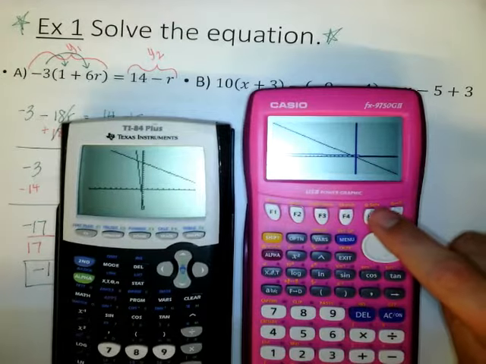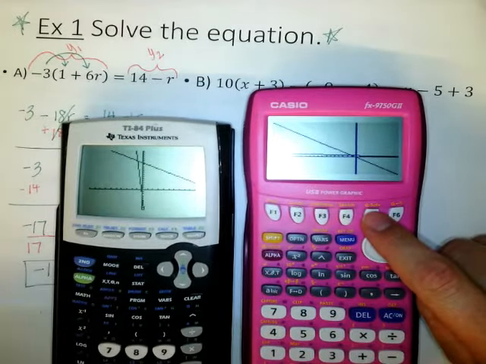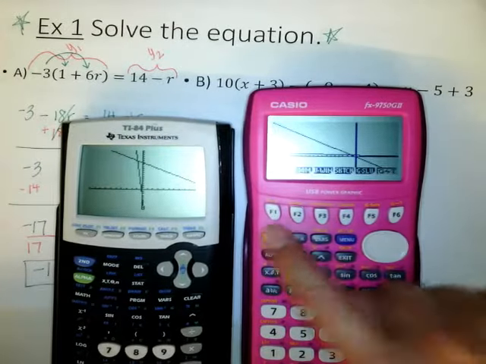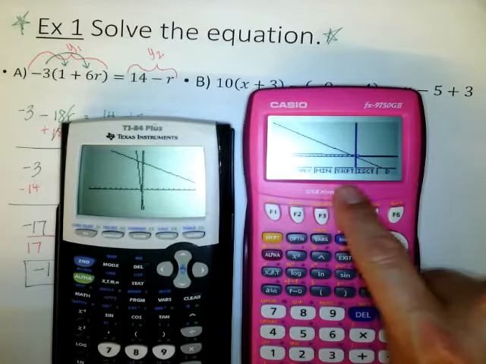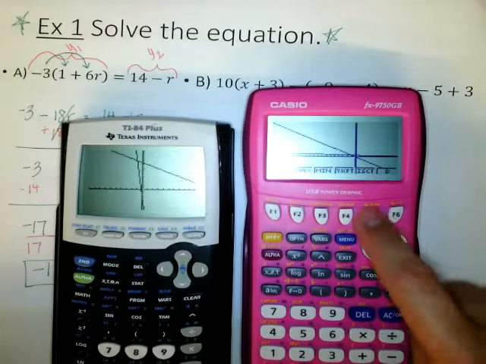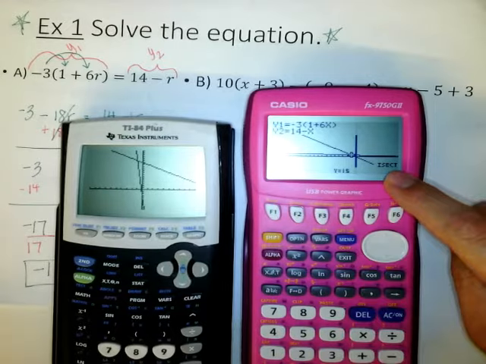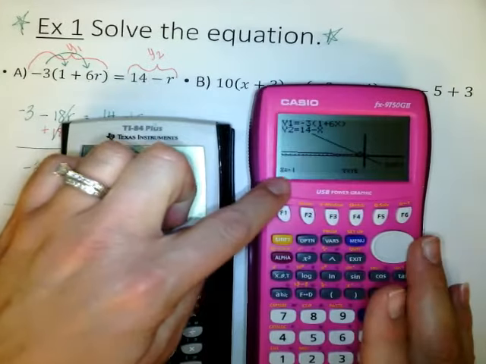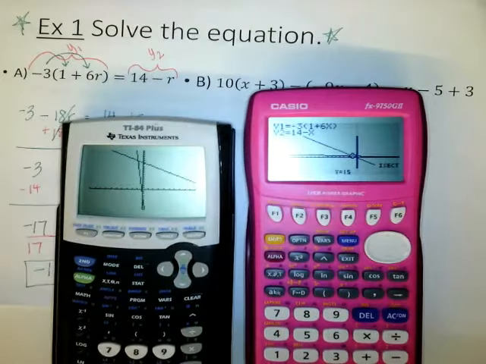On the Casio, there's a gsolve. It's a second function, gsolve, graphing solve. So I'm going to do shift, graphing solve, and you see root, max, min, y-intercept, intersection. I'm going to select intersection, and it tells me, look at that, intersect, and look, what's the x value? -1. What did we get for our answer? -1. Okay.